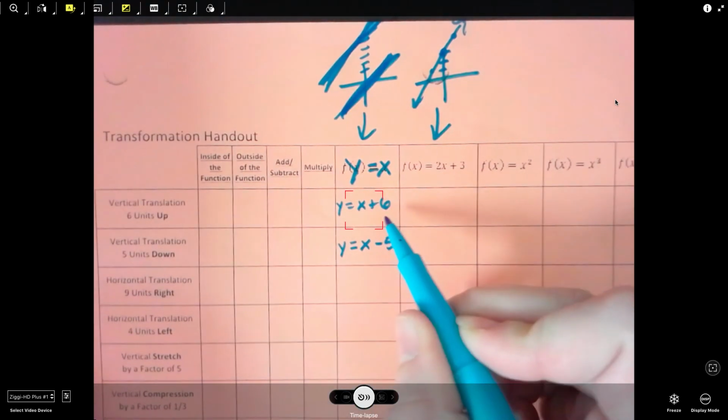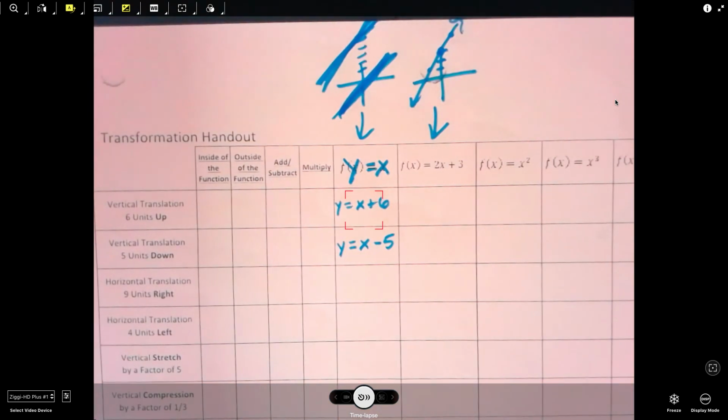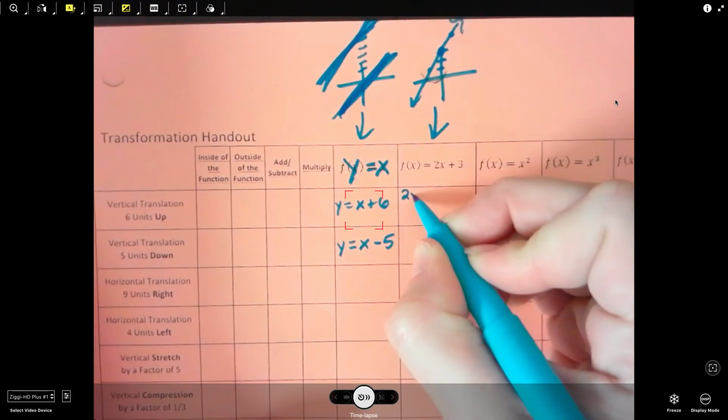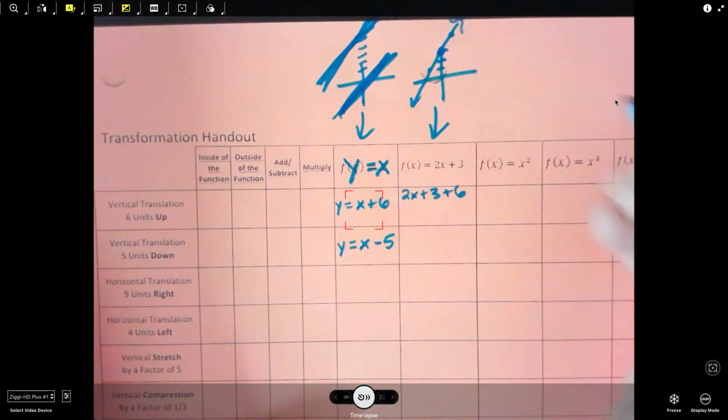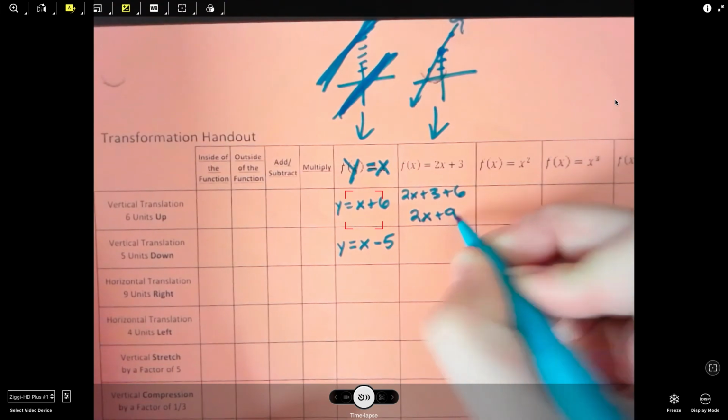So the plus 6, where is that going to go on my 2x plus 3? You're going to add it to the end. So 2x plus 3 becomes, or plus 6, it becomes 2x plus 9. That's my new function.